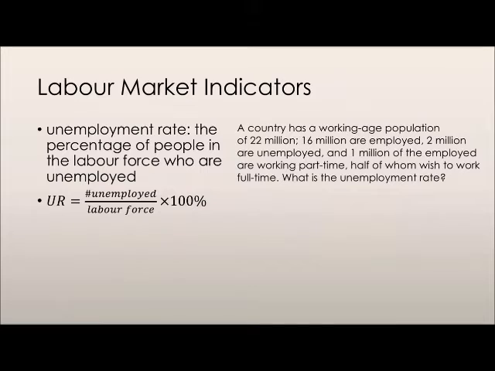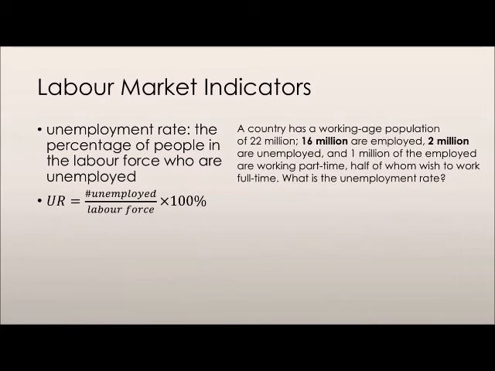Let's take a look at this example here. So a country has a working age population of 22 million, 16 million of these people are employed, 2 million are unemployed, and 1 million of the employed are working part-time, half of whom wish to work full-time. So what is the unemployment rate? There are a lot of variables here, so let's only take into account the ones that we actually need to find the unemployment rate, which is the number of people unemployed and the labor force.